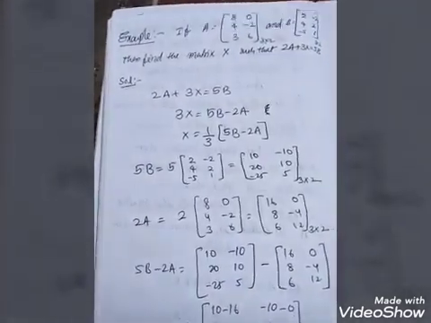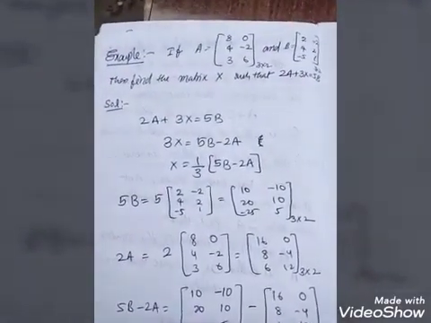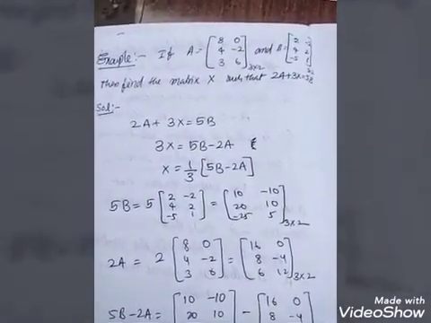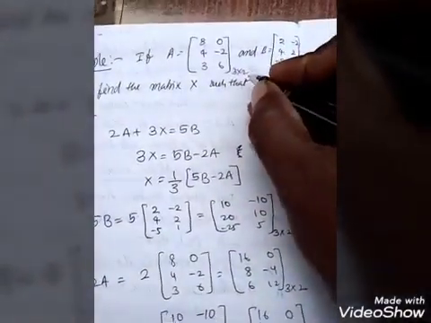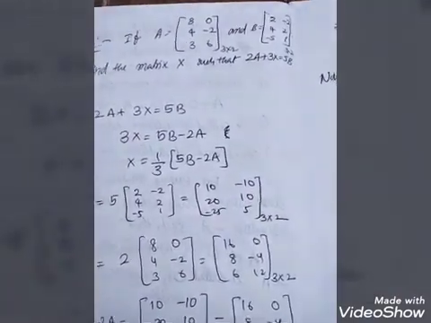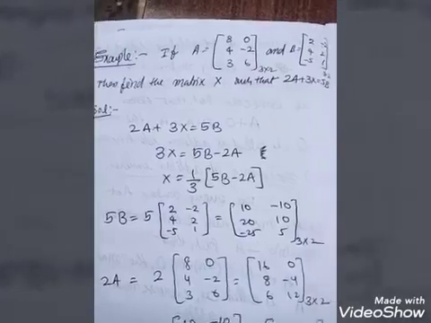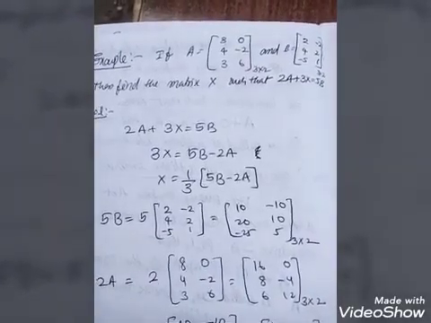Okay, good morning students. We came to another session in the matrices. Here, observe the example. They are given A and B of order 3 by 2, and this is also of order 3 by 2. Why? Because addition and subtraction is possible if and only if both are of the same order. Now here, find the x matrix such that 2A plus 3x is equal to 5B.